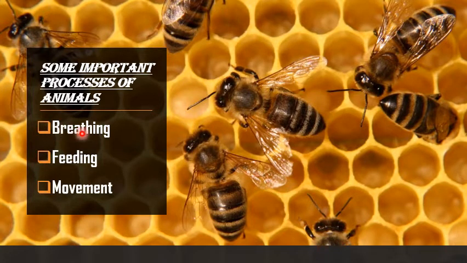Remember that breathing we have learned in chapter number 1 as well. What we learned in breathing is to inhale the oxygen and to exhale the carbon dioxide, and the process is known as breathing. But how we get the energy by breathing and respiration, we will learn in this chapter. How animals feed and what they eat, how they change their place, how they move from one place to another. These are the processes which we are going to learn in detail in this chapter.